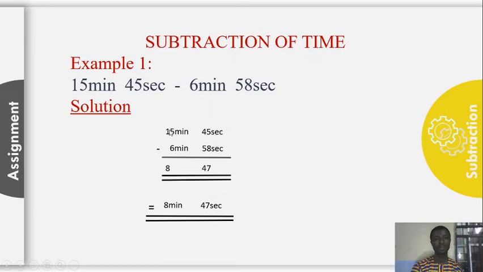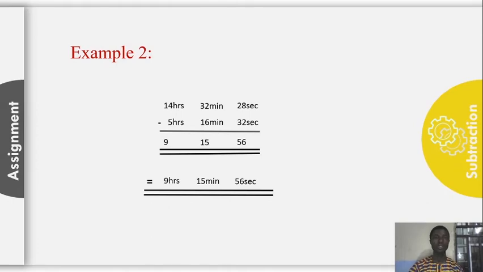Now, 4 minus 6 cannot. Now bring 1 to 4, so making 14. So 14 minus 6, and that gives you 8. So our final answer becomes 8 minutes 47 seconds. 8 minutes 47 seconds. Let's go over to the next one.